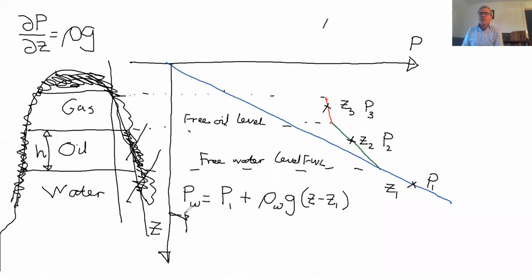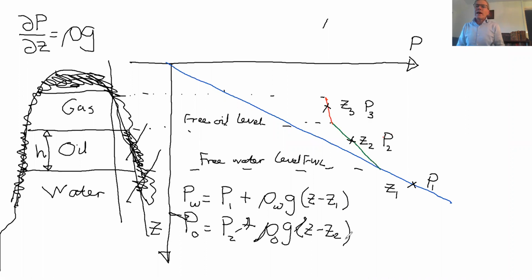And now I can write quickly, I'm not going to spend too much time on it, the equation for the oil pressure as well. The oil is P2 plus rho oil G, Z minus Z2. And then I can write a final equation that is for the gas. Pg is equal to P3 plus rho G G, Z minus Z3. Okay, so those are the three pressures.